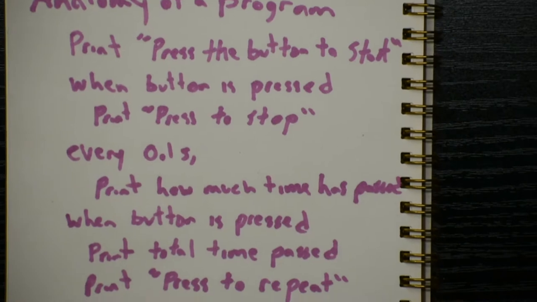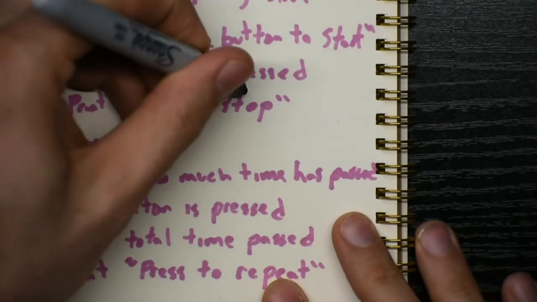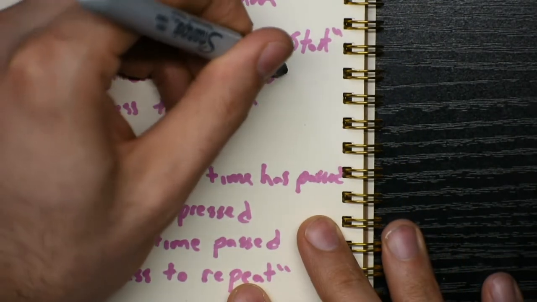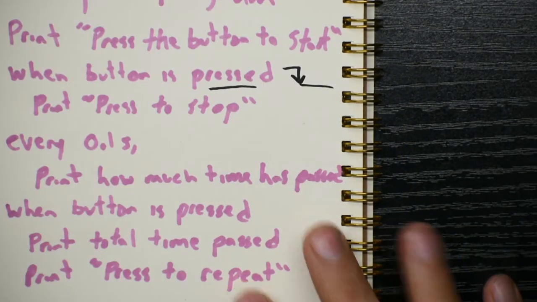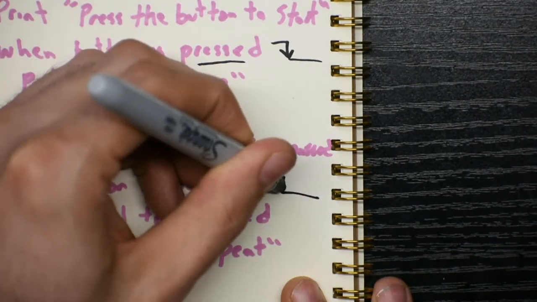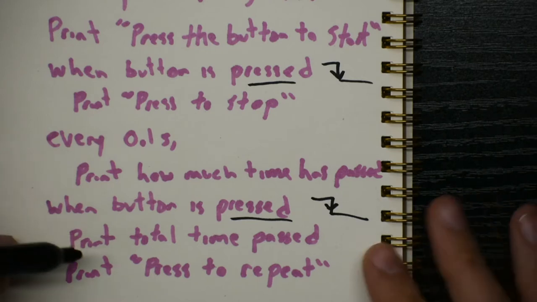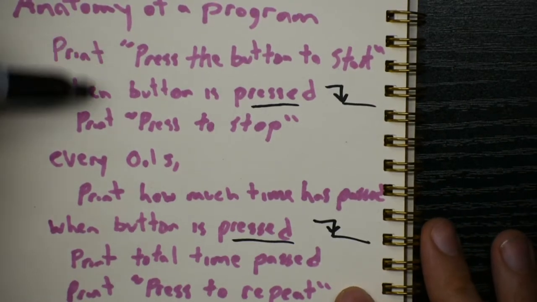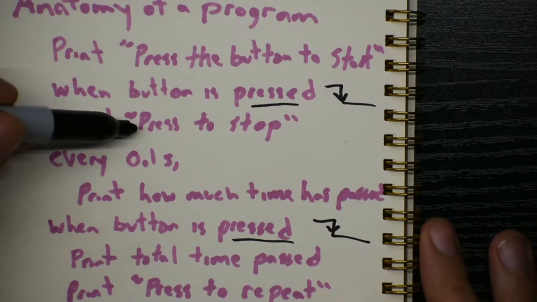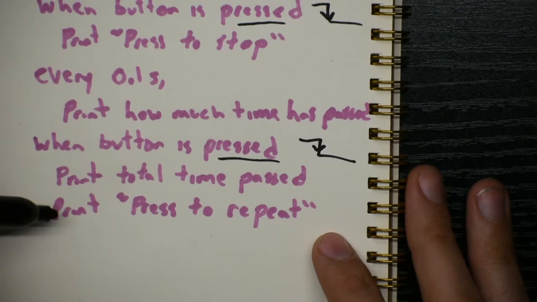So at that point, we can then jump back up to the top and do the whole thing again. We're going to use an interrupt to detect when the button is pressed. So when the button is pressed, that means that the voltage is going on a falling edge and pressed again. So we have two instances of that possibly happening. That means that we need to keep track of what situation we are in when the button is pressed. When the button is pressed, should we be about to print press to stop, or should we be about to print how much time has passed, and press to repeat?